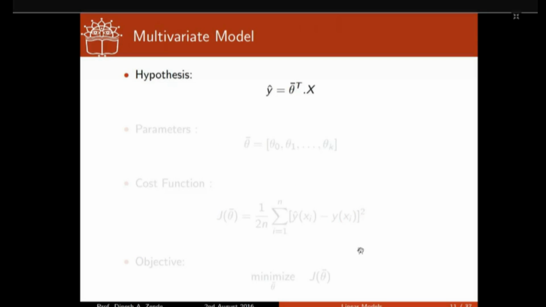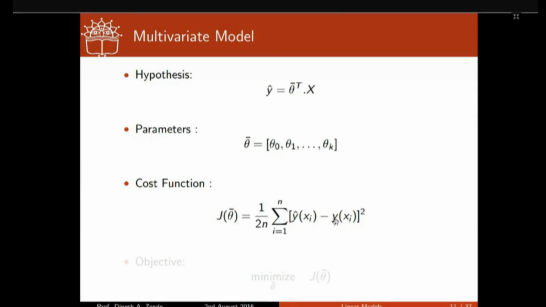Now let us write the model. The hypothesis is y cap equals theta transpose x, and the parameters are theta 0, theta 1 up to theta k, in the form of vector theta bar. And the cost function, again the same thing, is to minimize the errors. So it will be J of theta bar: select all those theta 0, theta 1 up to theta k such that the sum of squared errors is minimum.